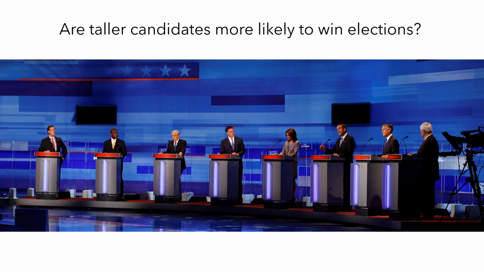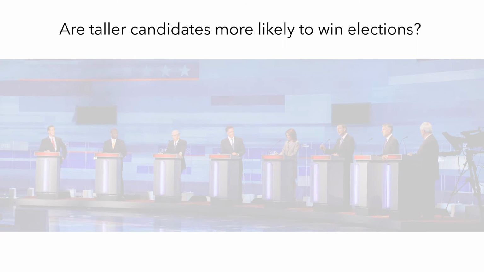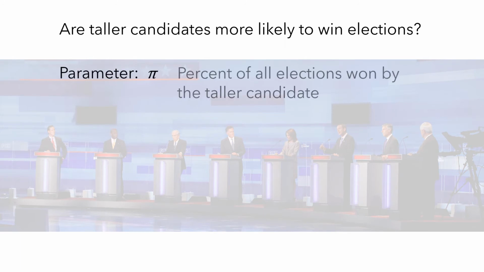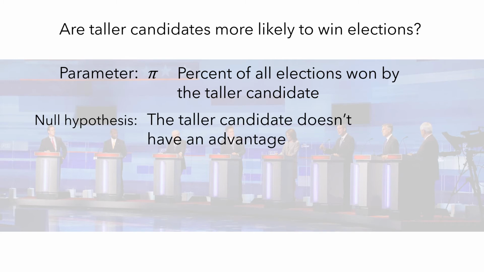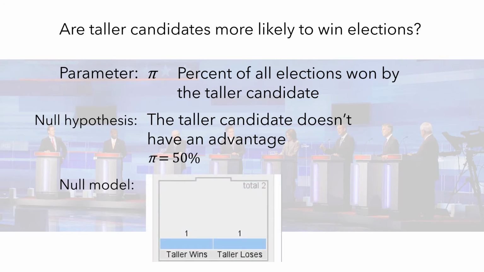Now, before jumping in, it's going to be important to clarify exactly what it is you're trying to measure to answer this research question. For this scenario, the parameter, which will denote pi, is the percent of all elections won by the taller candidate. So the null hypothesis should reflect the idea that the taller candidate doesn't have an advantage. In this case, if there are just 2 candidates, then the taller candidate should only win half of the elections. And we could model this null hypothesis with a list where there is an equal chance of the taller candidate winning or losing. Let's look at an example involving 2 populations.